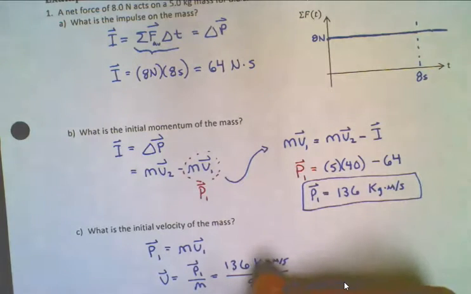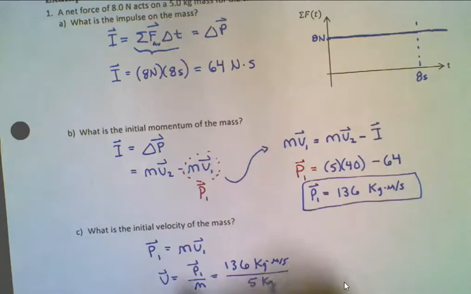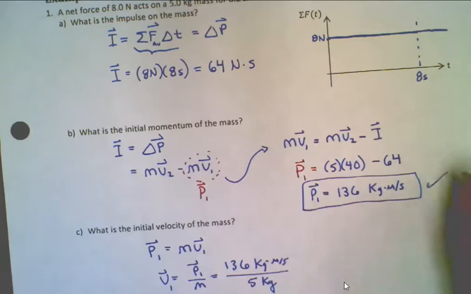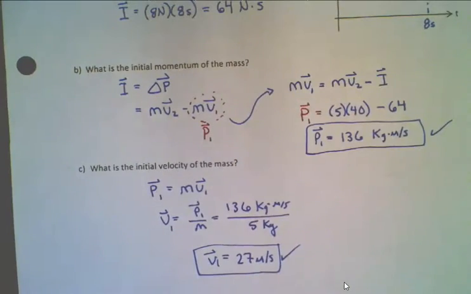So our units divide out, and we end up with meters per second. So V1 was 27.2 meters per second. Okay. One other thing I want to point out is that you can see the solution there.